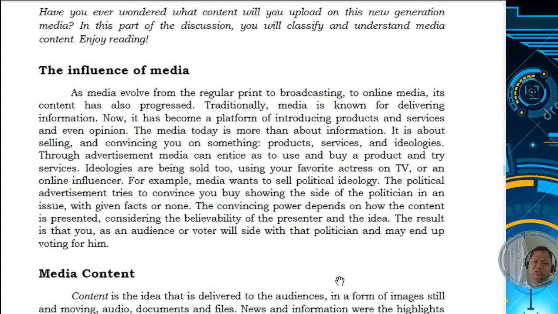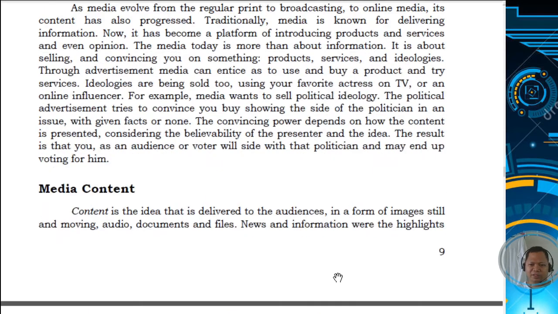Okay, so as a media and information literate student, it's our task to be vigilant and be aware and be critical on what we see and hear in the news. Okay, let's have this media content. What are the different media contents?